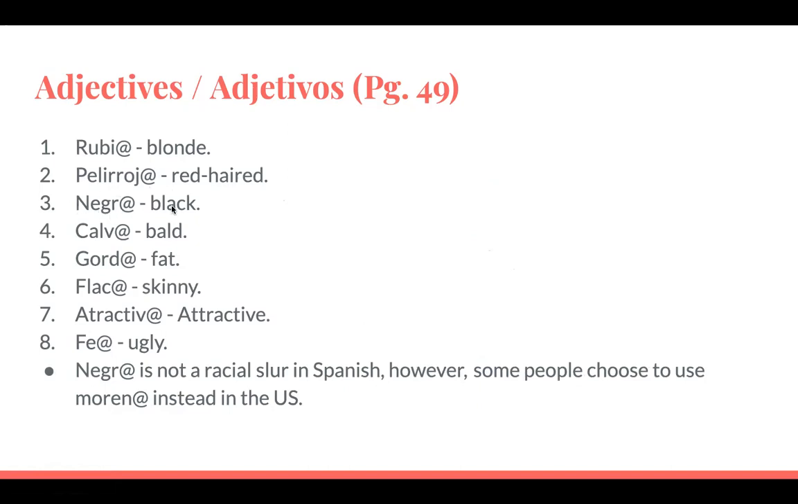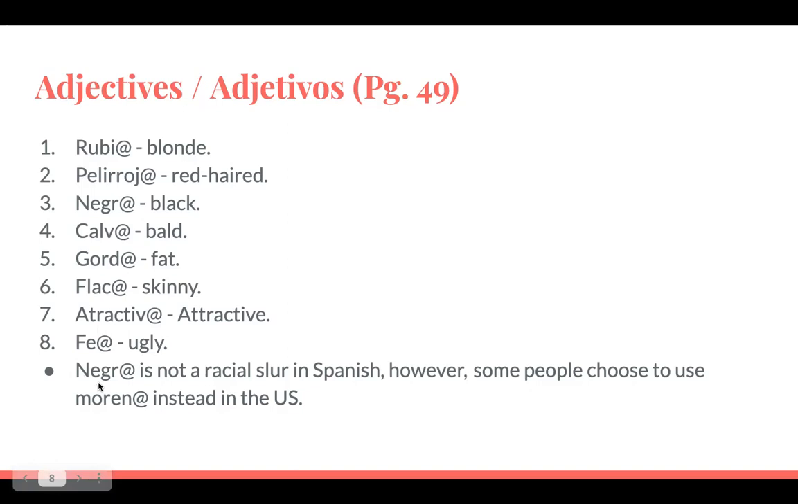Negro or negra is black. Calvo or calva is bald. Gordo or gorda is fat. Flaco or flaca is like skinny or thin. Atractivo or atractiva is attractive. Feo or fea is ugly.